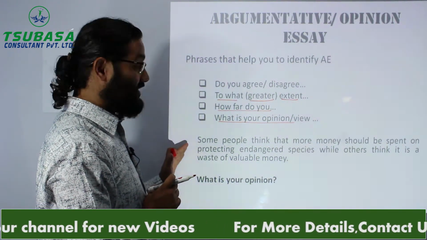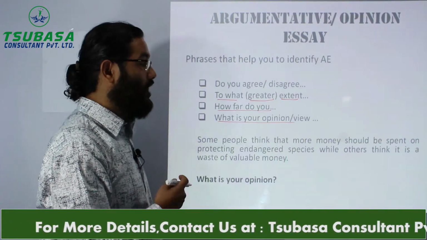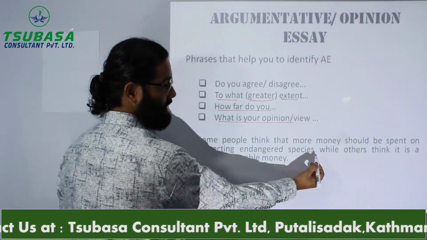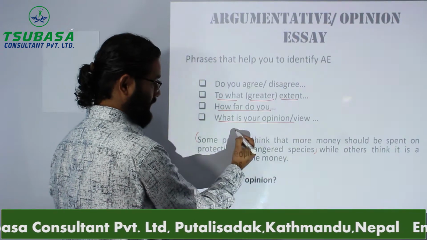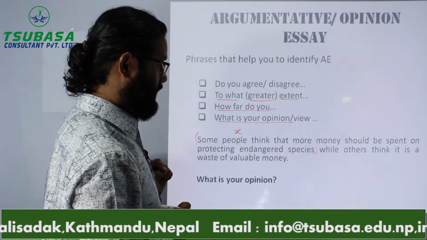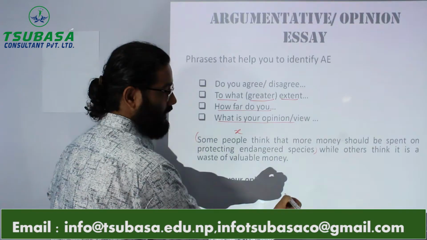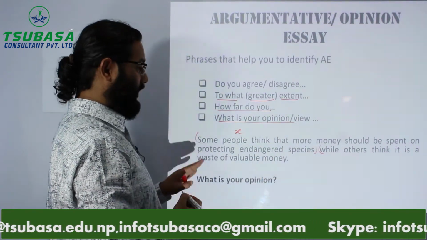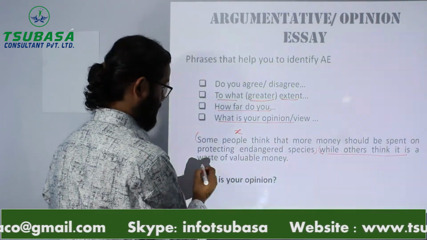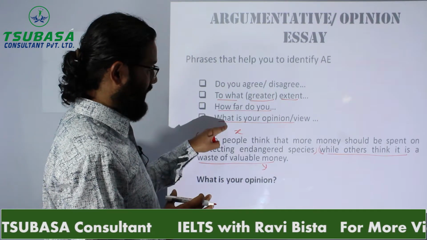Now, let us look into a sample question here. Here it says, some people think that more money should be spent on protecting endangered species. Let's take this as X. This is the view of X. Now here we go, say while. This is the contradictory version, Y. While others think it is a waste of valuable money. If you take this as Y, now we see a differing idea between X and Y.